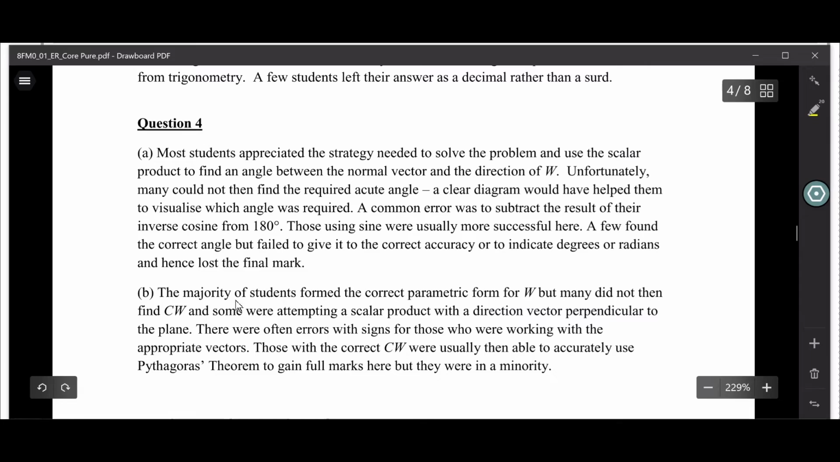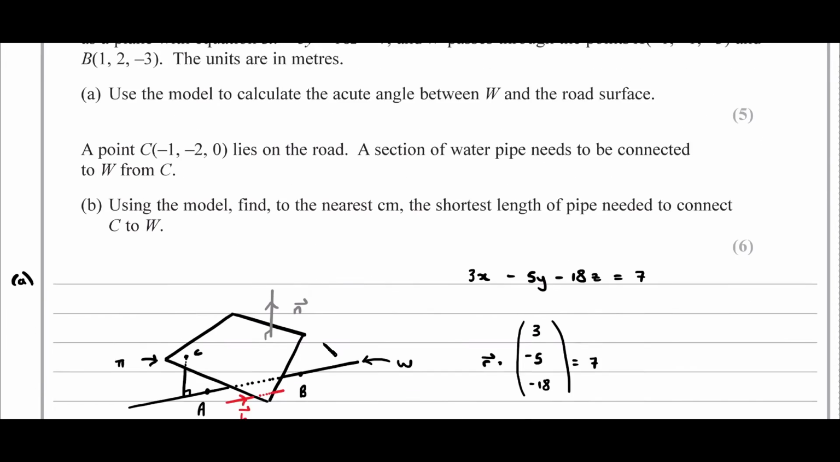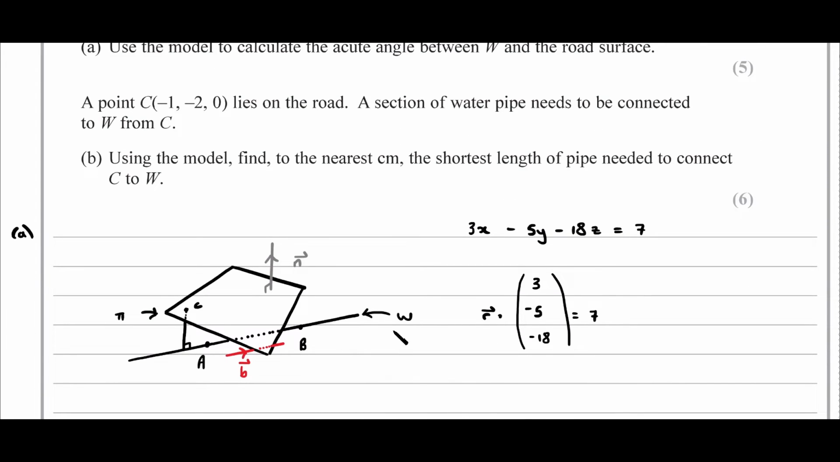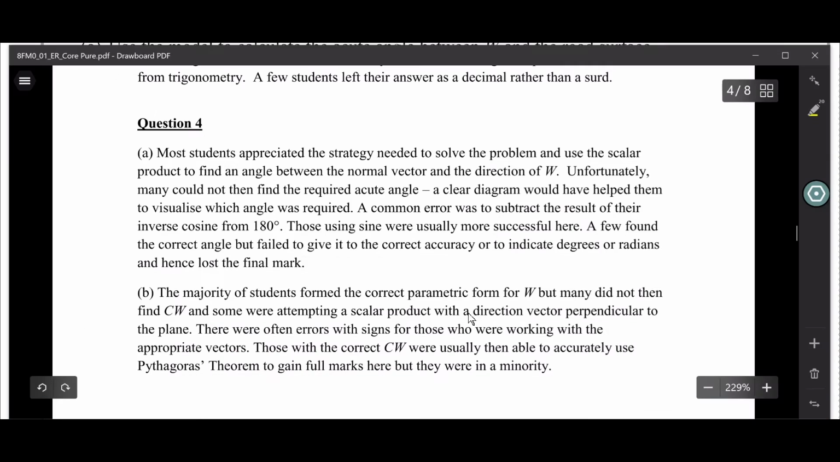For part B, the majority of students performed the correct parametric equations for W, but many did not then find CW, and some were attempting to find a scalar product with a direction vector perpendicular to the plane. We don't want to do that. We want to find the perpendicular from the point C to W. What else was said?